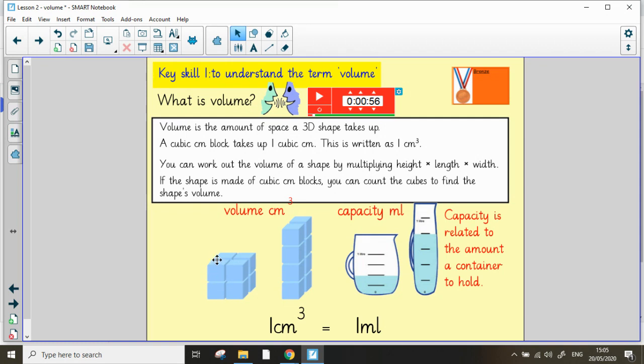Now, we mustn't get confused between volume and capacity. Capacity is related to the amount a container can hold. But 1 centimetre cubed is the equivalent of 1 millilitre.